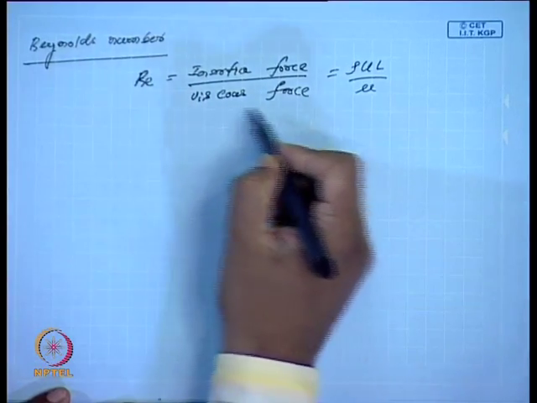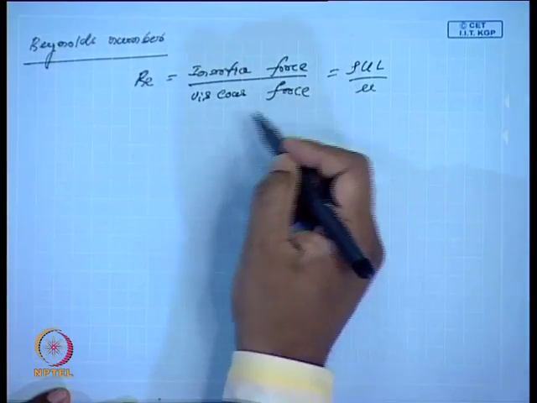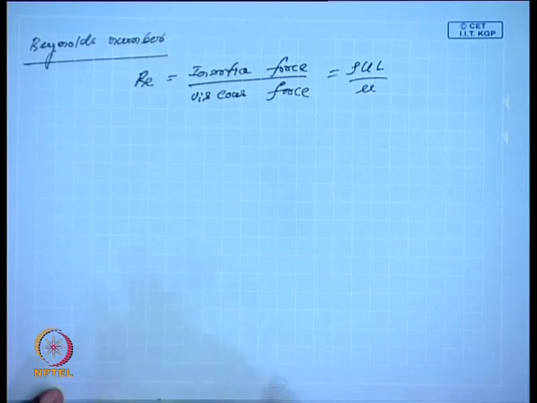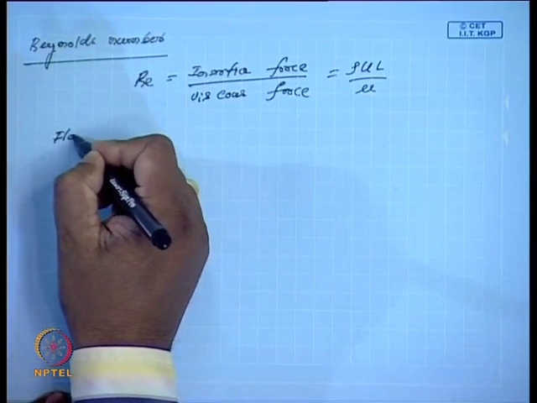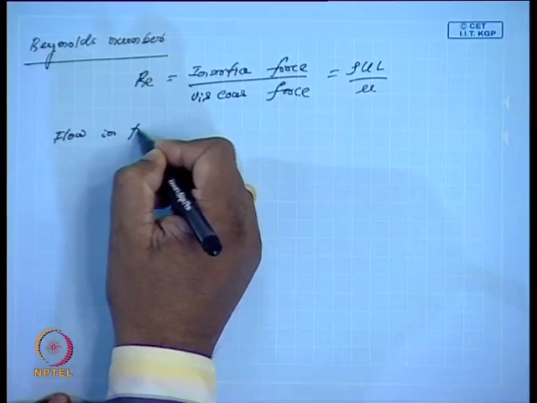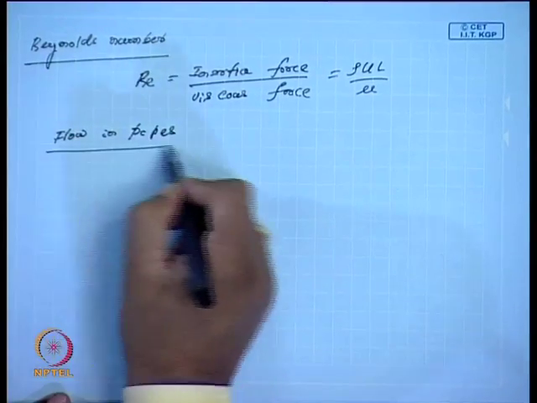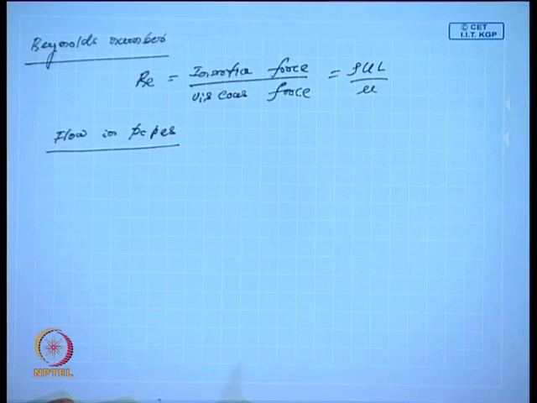So, this is a Reynolds number, and this number can vary between 0 and very large values. It can be very small, or it can be very large, and particularly when you think of flow in pipes, Reynolds number plays a very significant role.